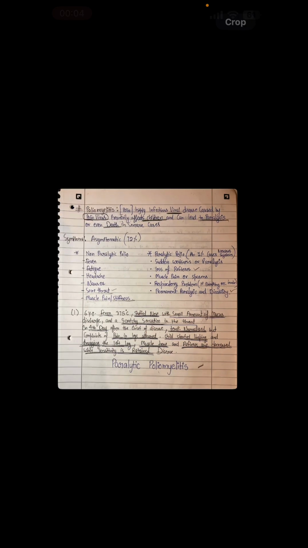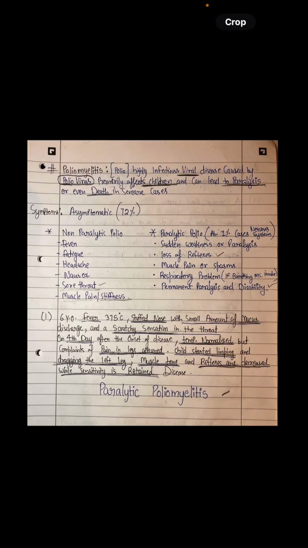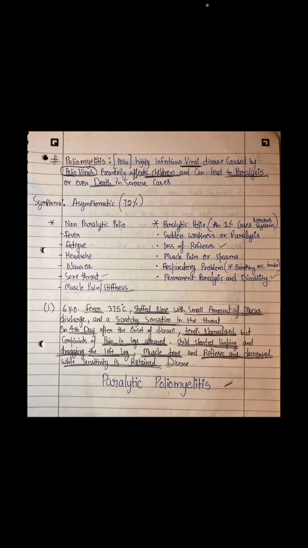So let's hear it from the patient. The patient is 6 years old and developed a scratchy sensation in the throat. This is highlighting that sore throat. On the 4th day after the onset of the disease, the temperature normalized. So the patient thought the condition was okay now, everything is fine, but now complaints of pain in the legs have appeared.